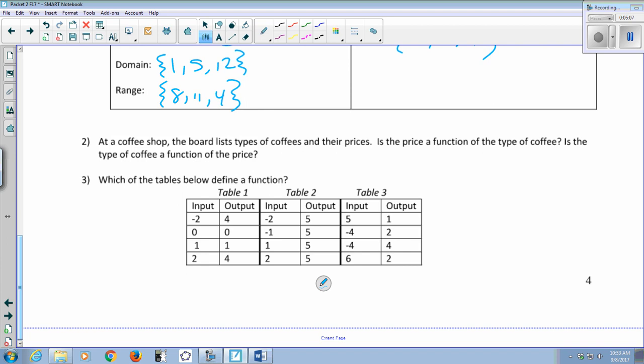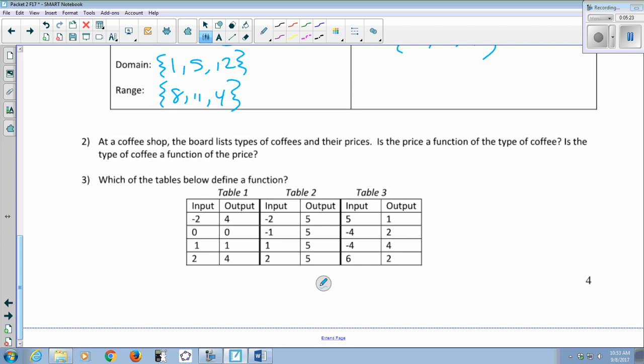At a coffee shop, the board lists types of coffees and their prices. Is the price a function of the type of coffee? Is the type of coffee a function of the price? Okay, so let's see. Is the price a function of the type of coffee?